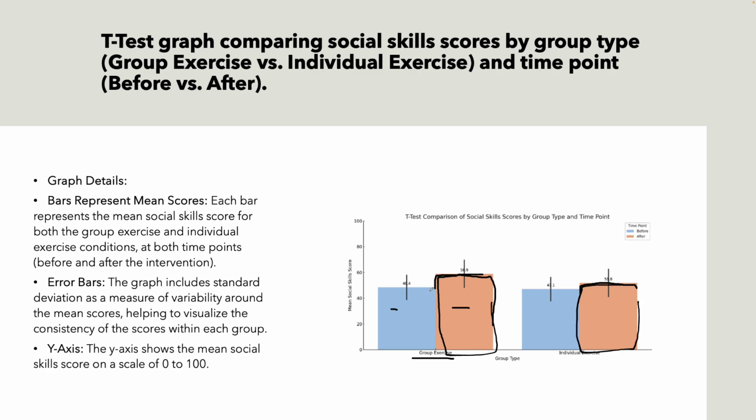The other thing I could do is compare this post to this post, right? I wouldn't want to compare the pre to the pre. So if I also wanted to look at another way of running a t-test, I'm going to take the mean value of the group exercise post-intervention, and the mean value of the individual exercise group after the intervention. And you can see here that social skills really doesn't look like there's any significance. There's really not much difference there.